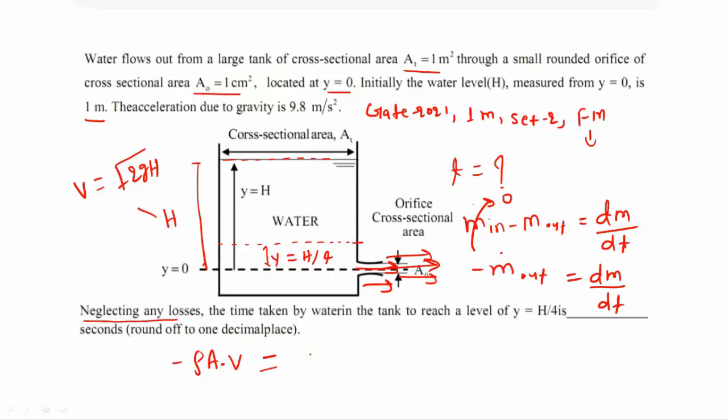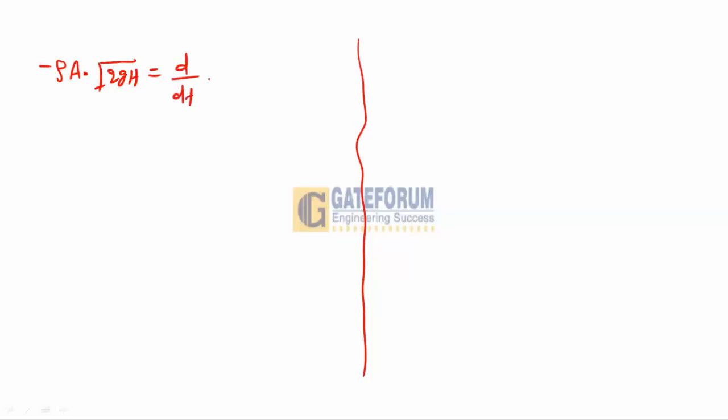dm will be what? We can write d upon dt of the mass, again you can write A into H into rho. Is it clear? So we can write like that: minus rho A_0 root 2gH is equal to d upon dt of A H into rho.